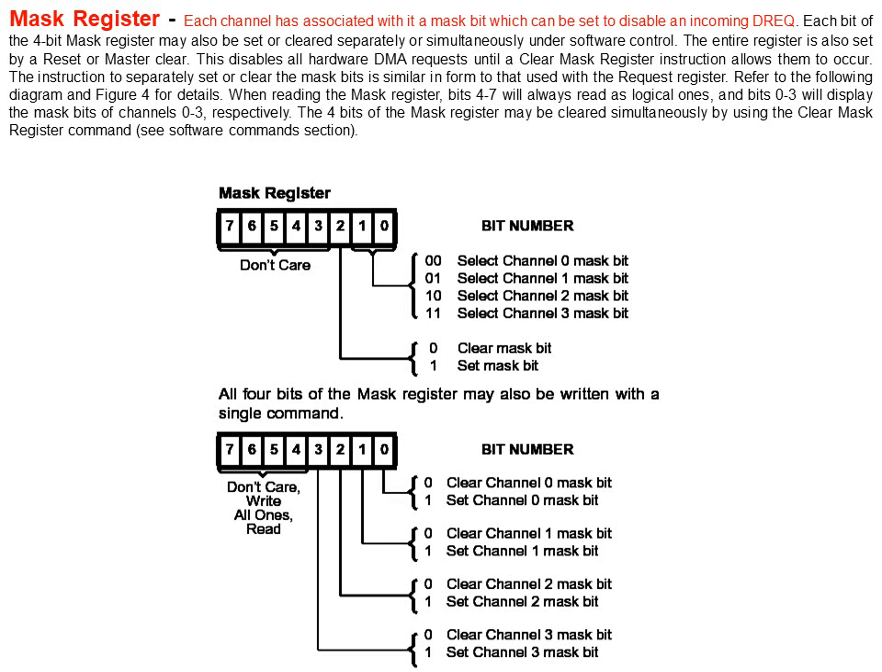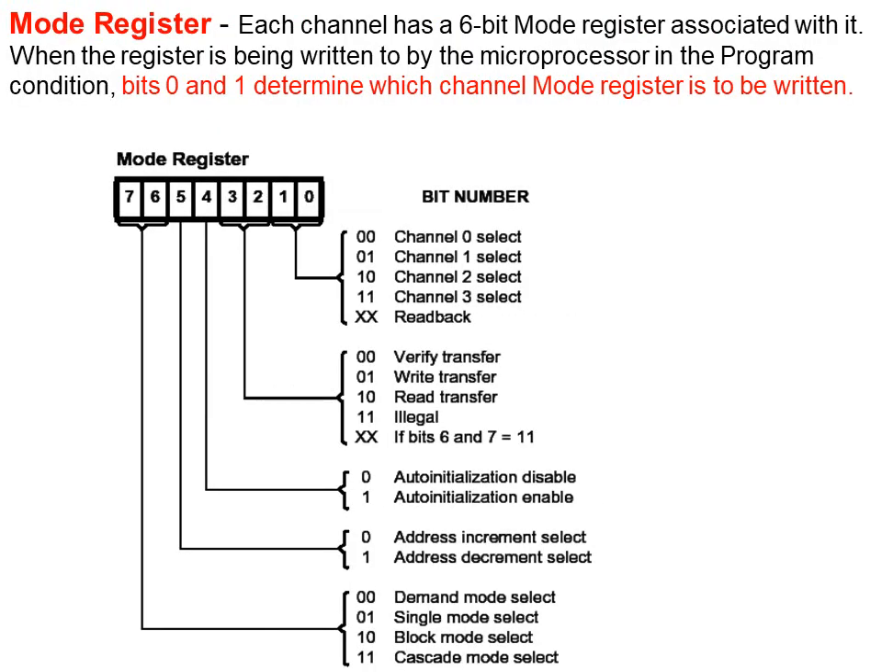Bits 3 to 7 are don't care conditions. In the other format, 4 bits are used for channel representation. Bit 0 is used for channel 0. If this bit is 0, then channel 0 is clear, not masked. If this bit is 1, channel 0 is masked. This is for channel 1, this is for channel 2, and this is for channel 3. We have 4 bits for 4 different channels. If the corresponding bit is 0, the channel is not masked. If that bit is 1, the channel is masked. Masked means the channel is disabled.